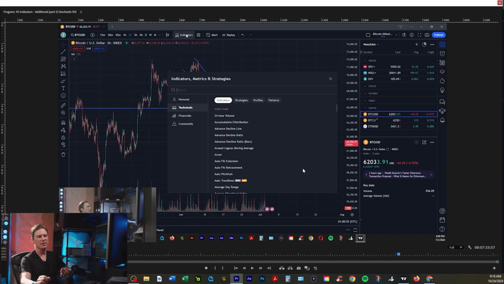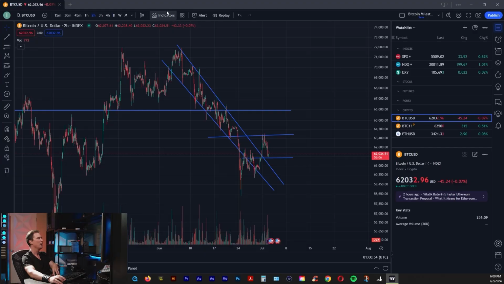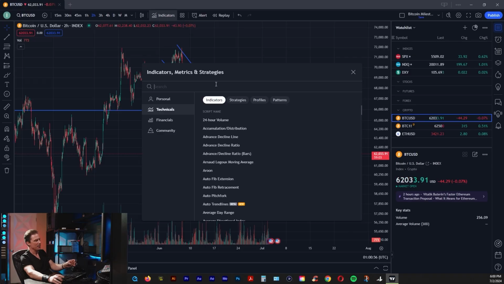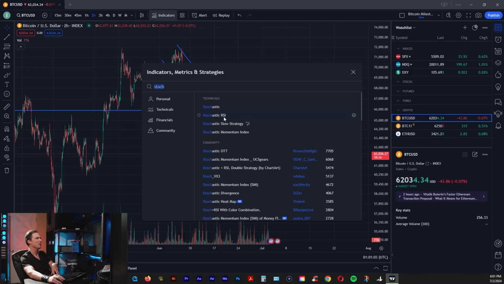Now, before we wrap up this video, let's add one more indicator in case we need something for a fifth opinion, maybe some fine tuning. So let's talk about using the Stochastic RSI. Let's click indicators and just type in STOCH. And there we go, Stochastic RSI, just click on that.